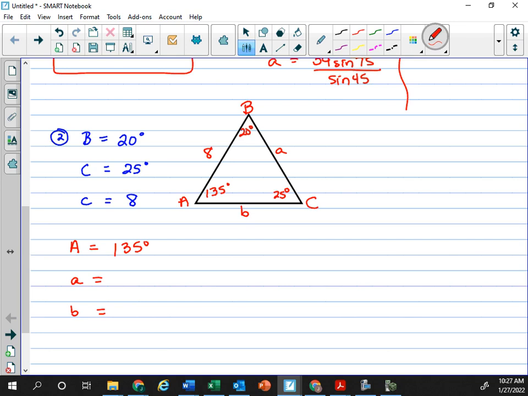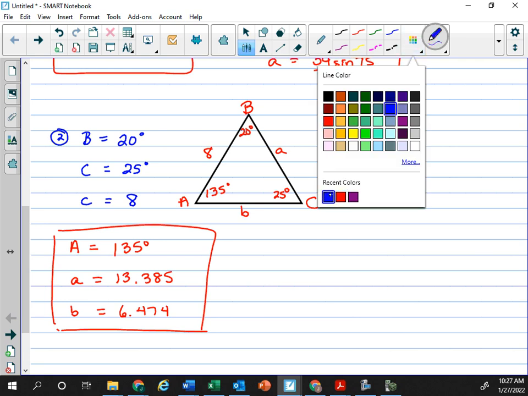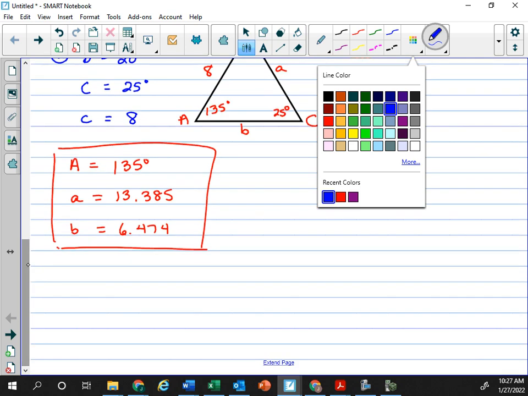All right, guys, side A was 13.385 and B was 6.474. Walking around, it looks like you guys were doing pretty well with that one. Anybody questions on any part of it? All right. Try again.